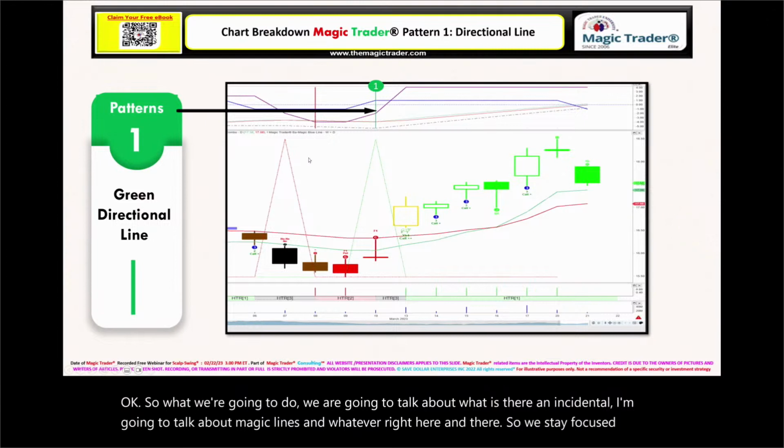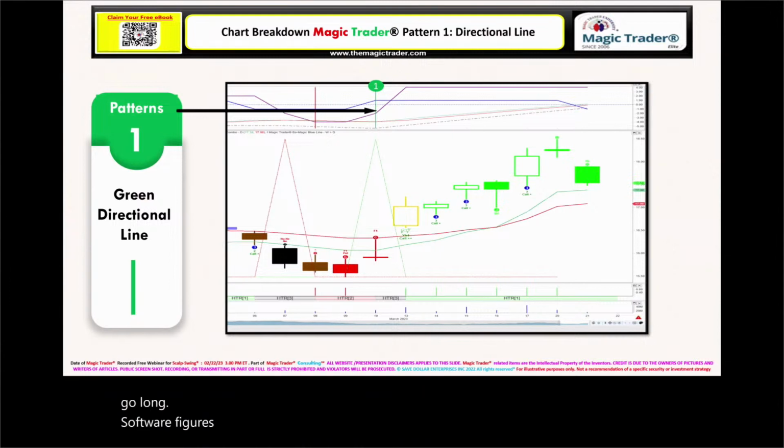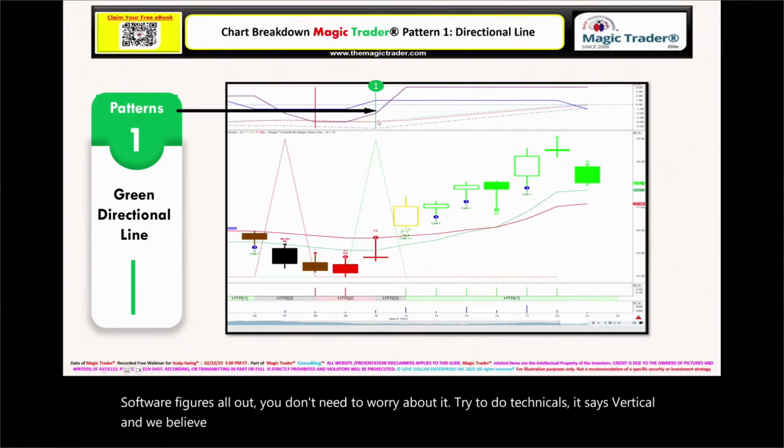So the first pattern is this vertical line on the same Heiken window. That means we have a green direction to go long. The software figures it all out, you don't need to worry about it. Instead of trying to do technicals, it says vertical line, we believe it, and we go for it. That's how it works, and that's number one. This is the number one green direction line.